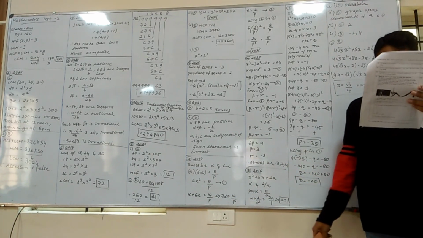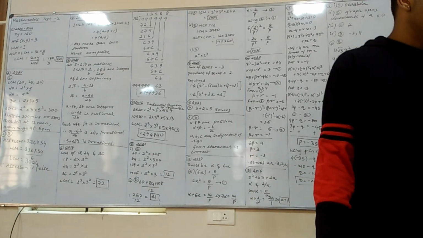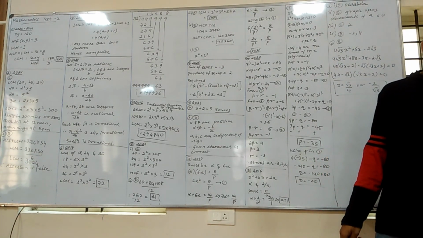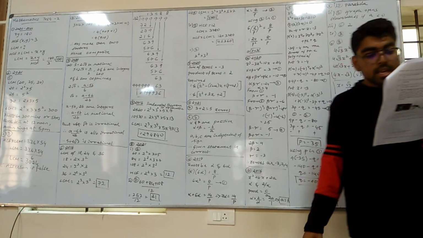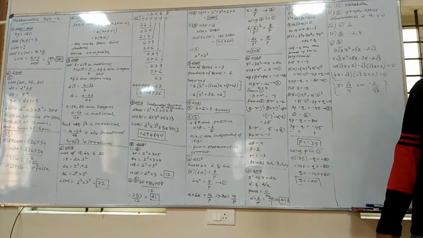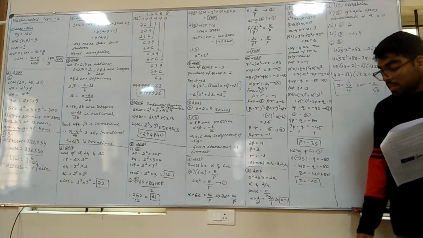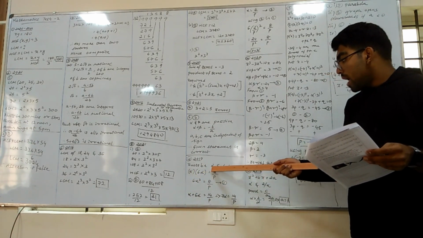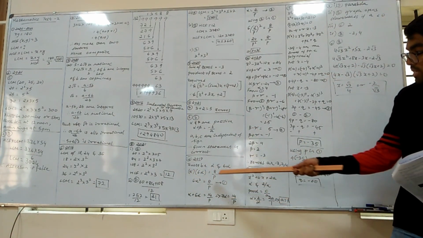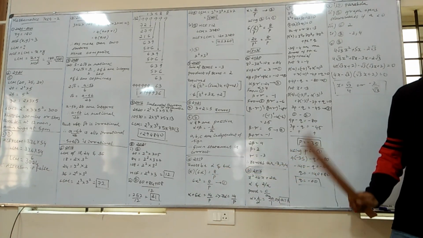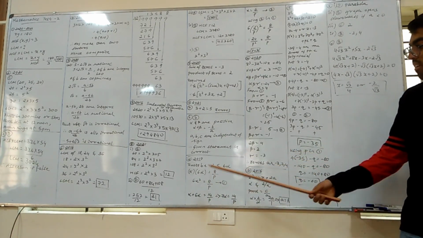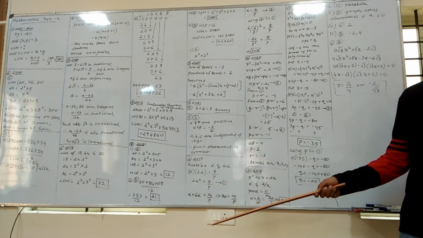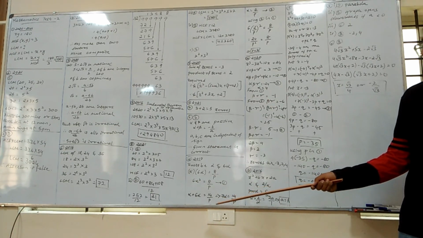Question number 12, which was for 2 marks. Find the value of p for which one root of the quadratic polynomial p x square minus 14x plus 8 equals 0 is 6 times the other. That means your roots are alpha and 6 alpha. Alpha and 6 alpha are the roots. So the product is 8 by p, since product is equal to c by a. A is nothing but p, c is nothing but 8.